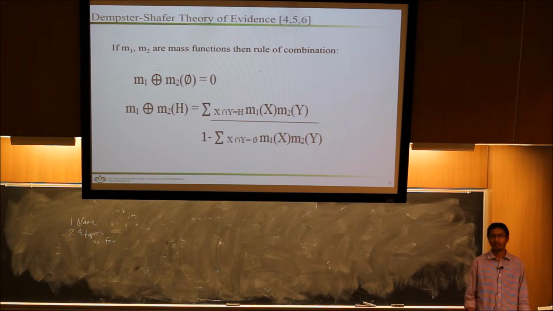For example, if M1 and M2 are mass functions and you have 2 sensors which are giving these values, then you have something called the rule of combination as shown by this equation. The denominator is basically the normalization constant, which can or cannot be used depending on your application.